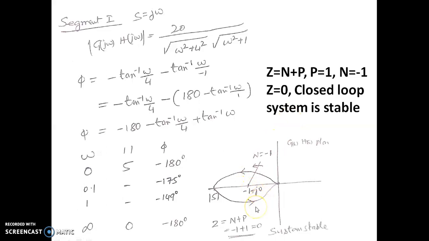So this way, even with the value of P being non-zero, the definition says that if the value of P is non-zero, for the system to be stable, the number of encirclements of -1 plus j0 should be as many times as the value of P in the anti-clockwise direction. You can see that it is happening in the anti-clockwise direction once. So N plus P will become 0, and the system will be stable.